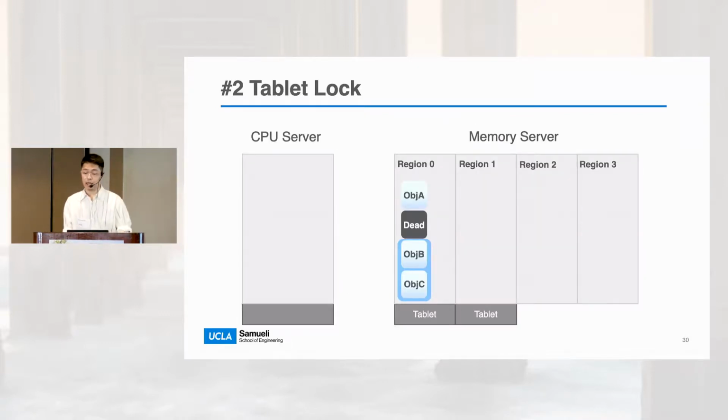Same here. Concurrent evacuation has started. The CPU server wants to access object B, so it swaps in object B. A small difference here is that the corresponding tablet entries are also swapped in.